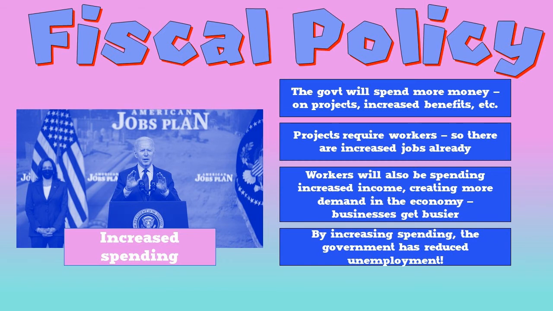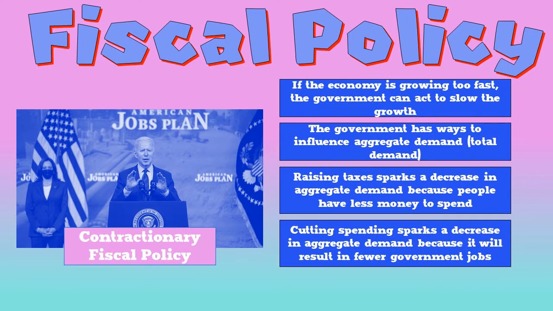But think about hiring workers. Workers are out doing this work, which means that they are getting more income, and with their increased income, they are creating more demand in the economy, right? Their increase in income is going to lead to them buying more goods and services, which will do the same thing, cause businesses to get busier, and businesses will have to hire more workers. So when the government has increased spending, the government has reduced unemployment as well.